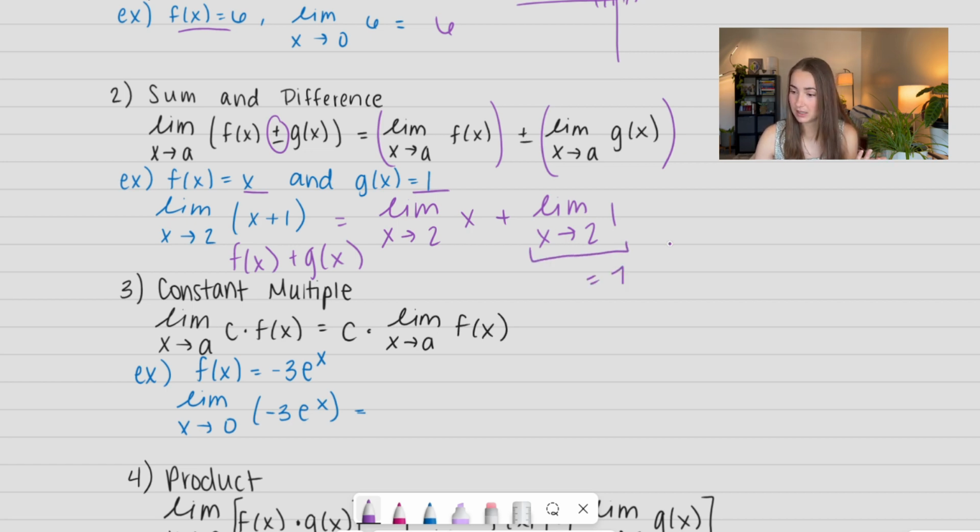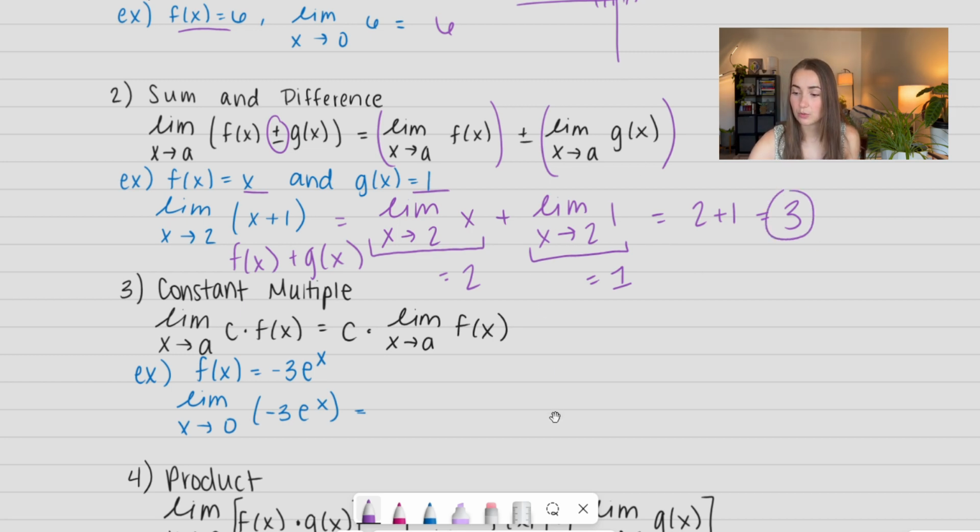We know this is going to be equal to 1. And right here, we can use the linear function that we just talked about as well. This is a linear function, and so this is going to just be evaluated at 2. And so x at 2 is 2. So now I'm going to add those together. I get 2 plus 1 is equal to 3. And so the limit as x approaches 2 of x plus 1 is equal to 3.